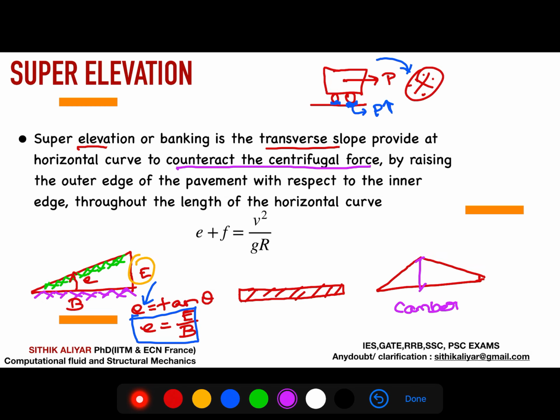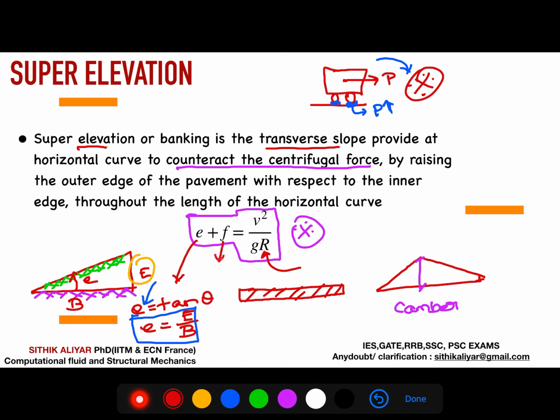Remember, we are going to use this formula at the climax of this chapter. In this session, you will know this e plus f. I hope you already know that v square by gr is the culprit we are trying to counteract, correct? I have already shown you that small e is nothing but tan theta. So with tan theta and the coefficient of friction, we are going to counteract that v square by gr.